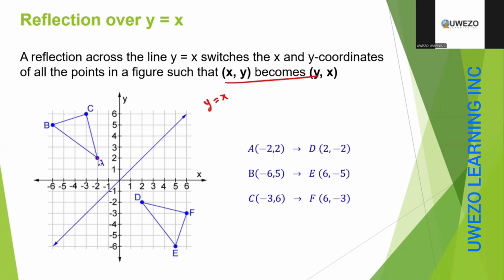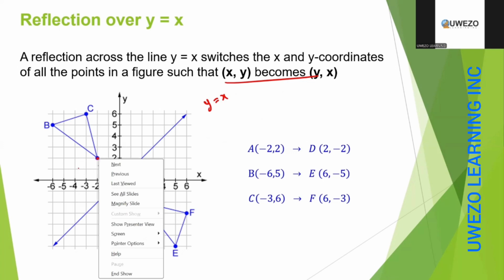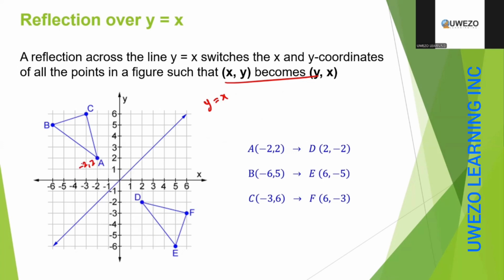Here, the point A has coordinates (negative 2, 2). Now, the reflection of the same point about the line y equal to x would be (2, negative 2). All we need to do is swap the x and y coordinates. Similarly, we could do the same thing for the other points B and C.